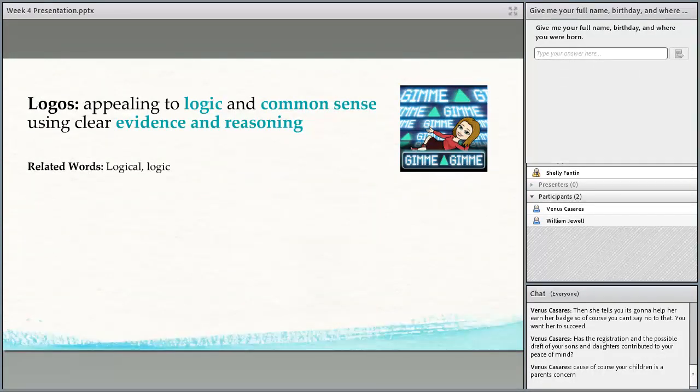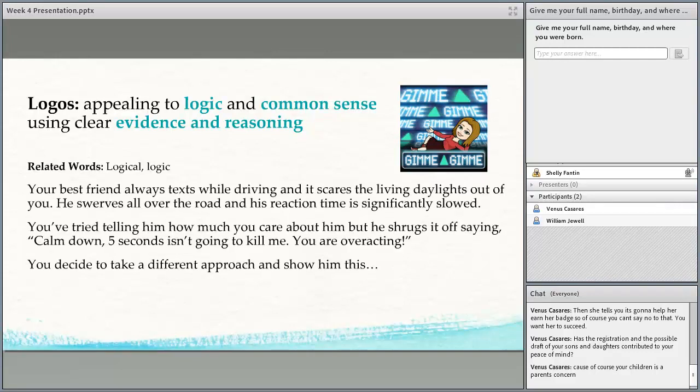Logos. Logos is appealing to logic and common sense using clear evidence and reasoning. So the words that we think of are logical and logic, which looks very similar to logos, so that's a way to remember it. Here's an example.